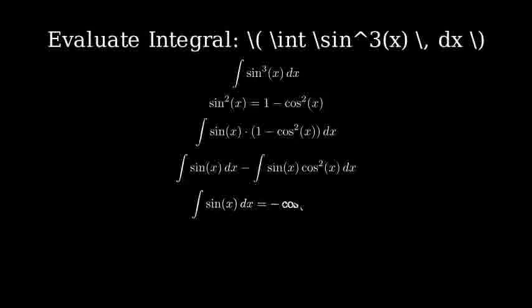The integral of sin x with respect to x is negative cosine x plus c. This comes from the basic integral rule for sine. Now, let's focus on the second part, the integral of sin x times cosine² x. We'll use substitution to solve it.